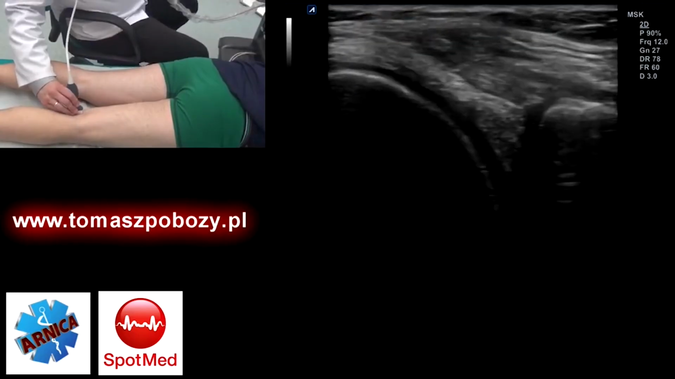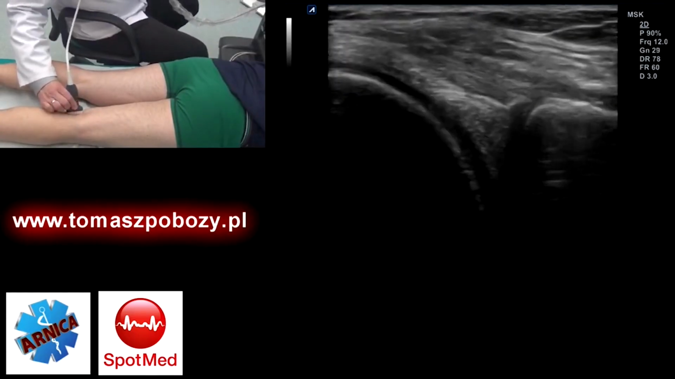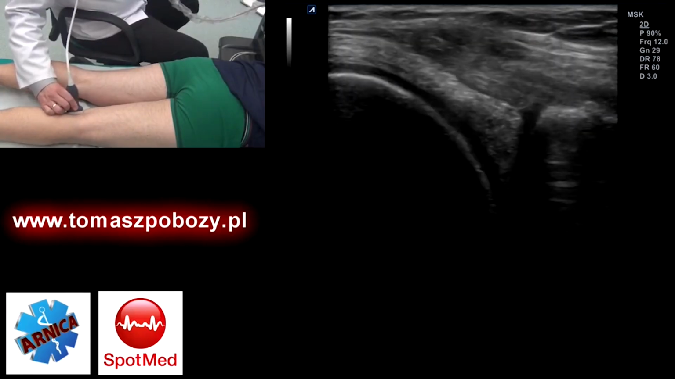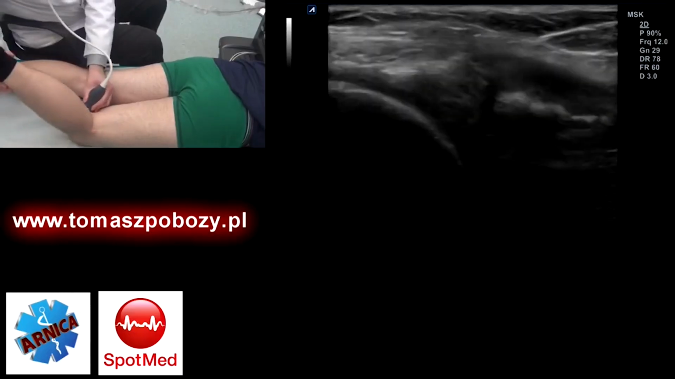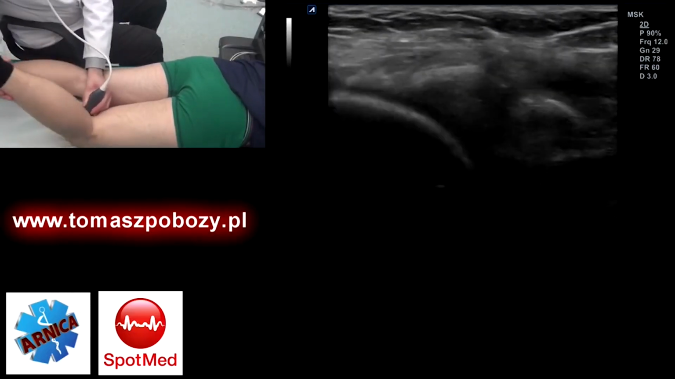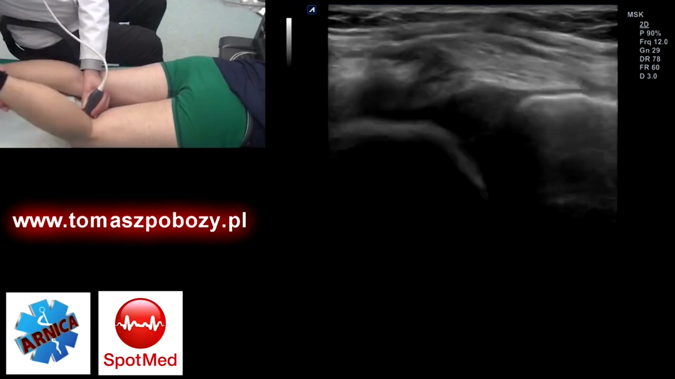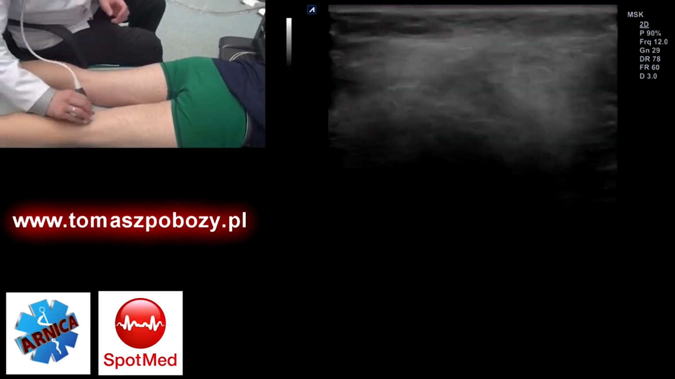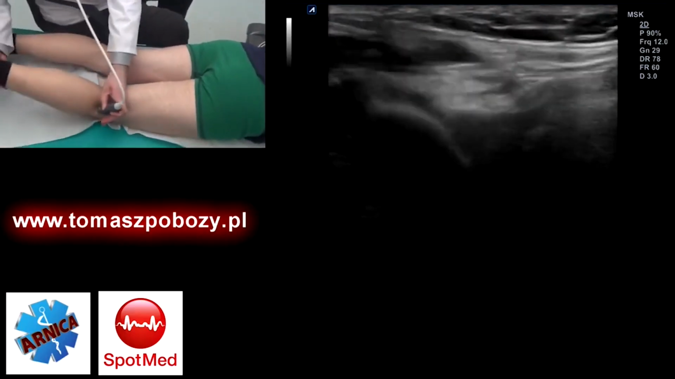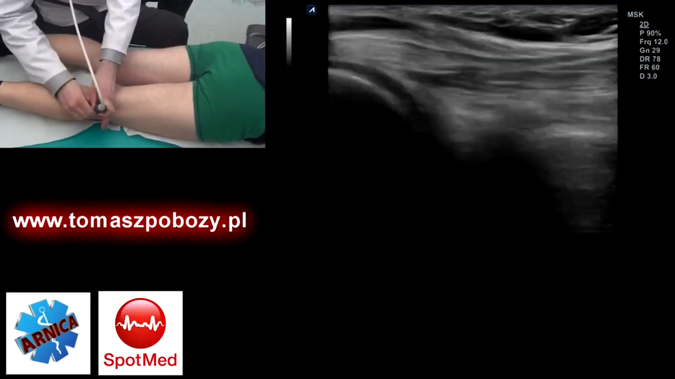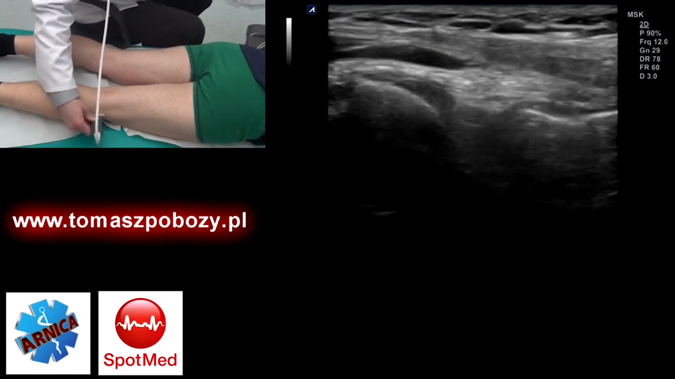Next, ask the patient to lie prone and examine the posterior aspect of the knee. Here we can see the posterior horn, that is, the posterior third of the meniscus. The meniscus is best assessed dynamically, as small tear lines may become visible only during flexion. Here we see a meniscus with normal echogenicity and contour, both at rest and during flexion and extension.